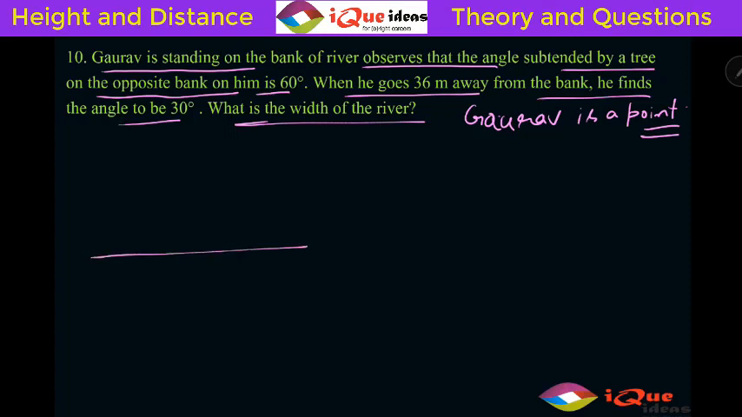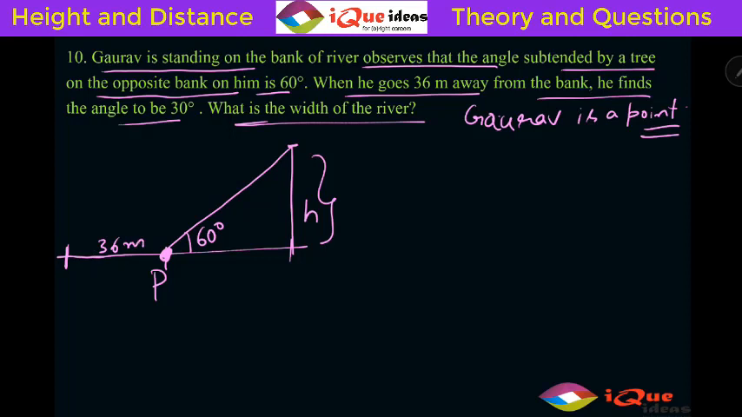Now let's say this is the width of the river. Let's say this is the point P where Gaurav is standing. And suppose this is the tree. Let's say this is the height of the tree. Right. Now the angle subtended on him by the tree. So this is the total tree, and the angle subtended by the tree on Gaurav is 60 degree, right? And when he goes away 36 meter, let's say this length is 36 meter. At that time, the angle is 30 degree, right? So again, this angle has to be 30 degree. Okay. So this angle is 30 degree.